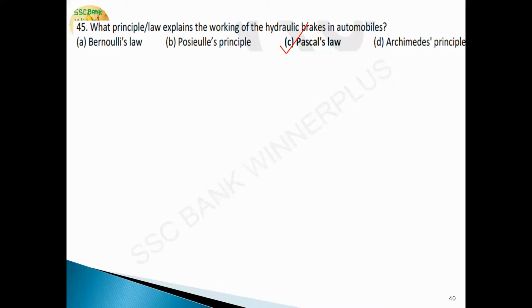Pascal's law: a change in pressure is transmitted through the fluid. That is Pascal's law. Applications of Pascal's law are the hydraulic lift and hydraulic brakes.